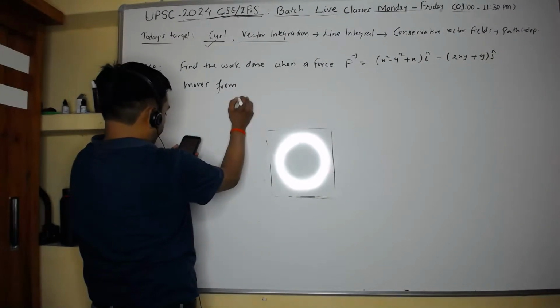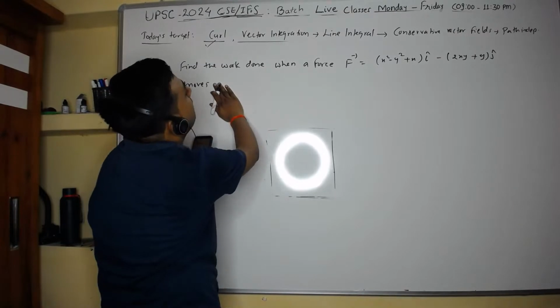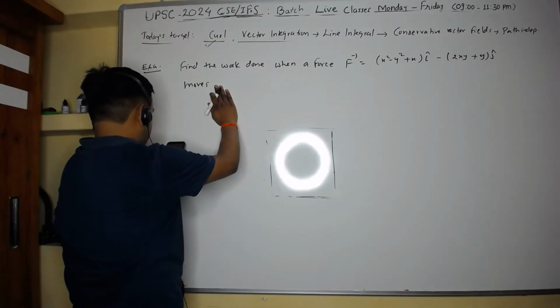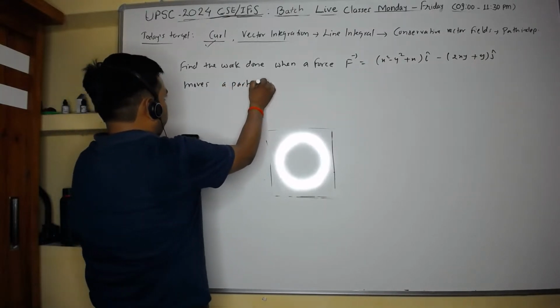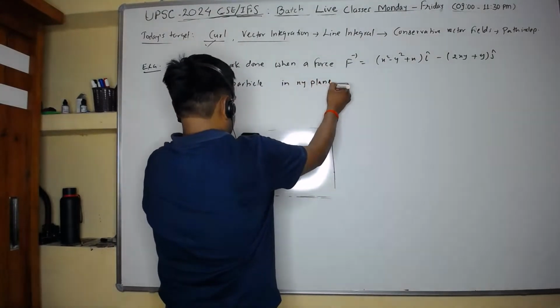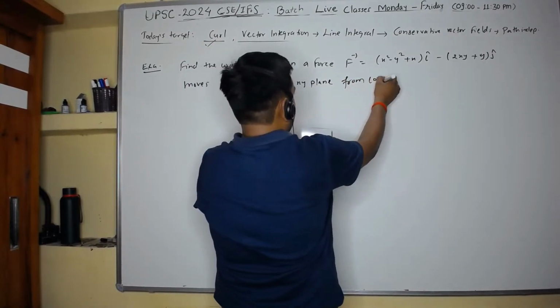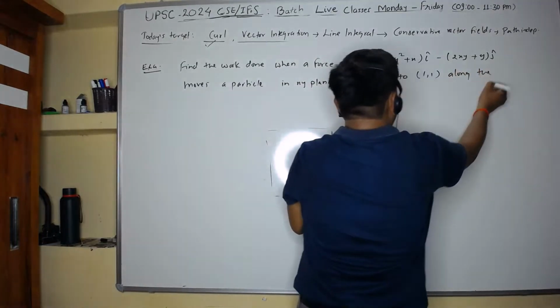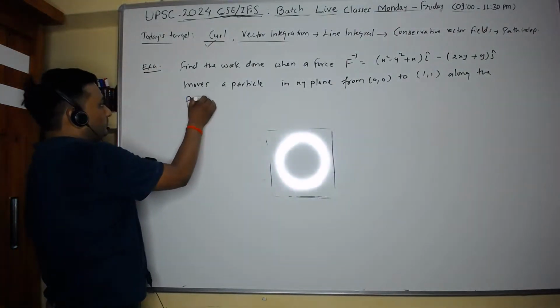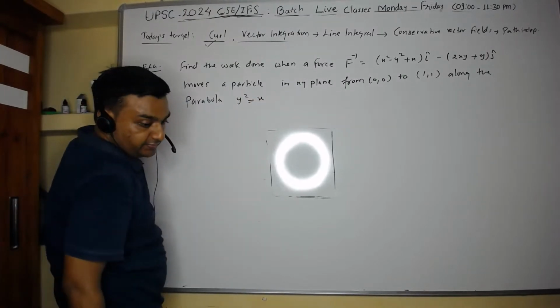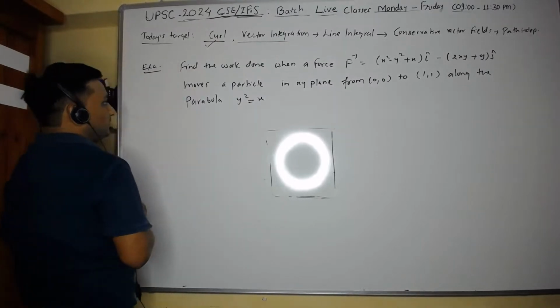कहाँ से मूव कर रहा है? Find the work done when a force moves a particle in xy plane from 0 comma 0 to 1 comma 1 along the parabola y square equals to x. ठीक है? Let's say this is the problem with us.